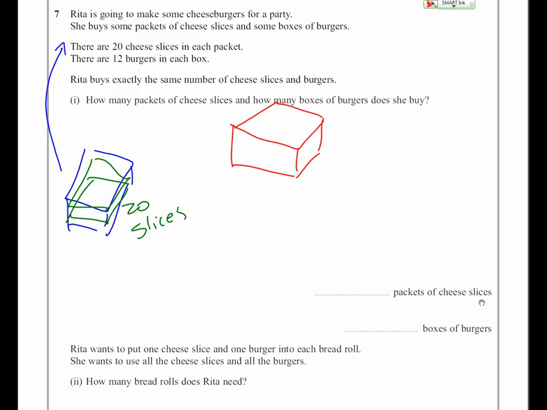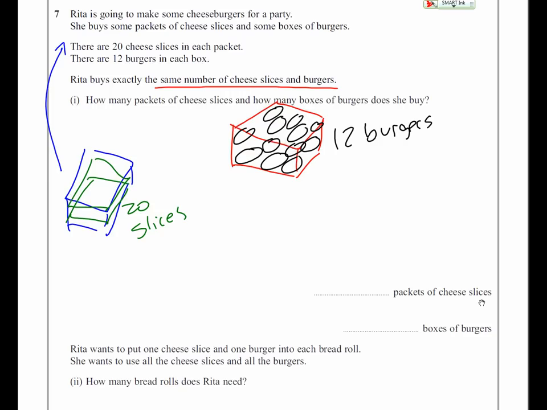Let's imagine her burgers, boxes of 12. It's all about visualizing what's going on, I think. Okay, could be 2 rows of 6. Sorry, it's not 3D. You have to use your imagination a bit there. So 12 burgers. Rita buys exactly the same number of cheese slices and burgers. How many packets of cheese slices and how many boxes of burgers does she buy? So let's think of 2 columns. One for cheese, one for burgers.